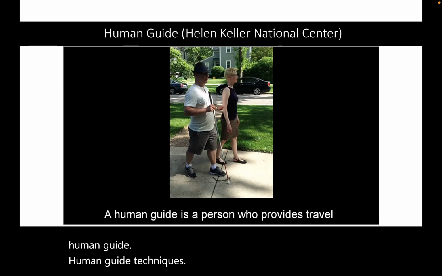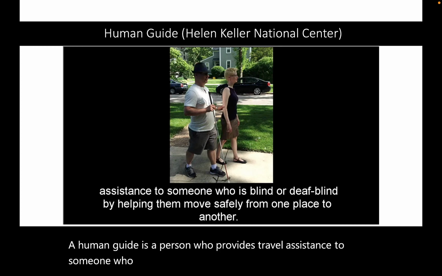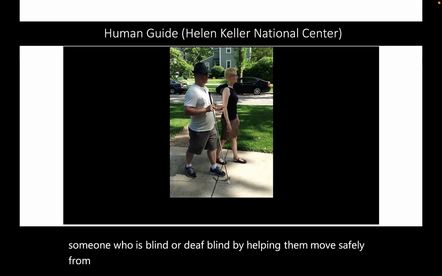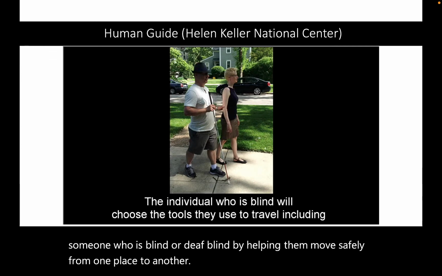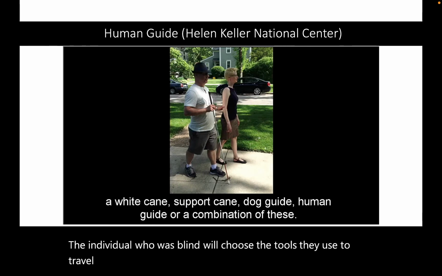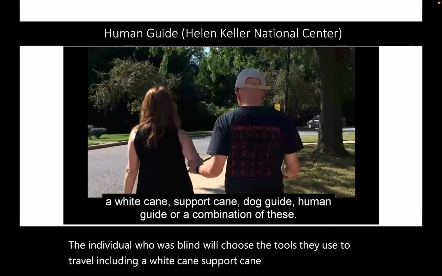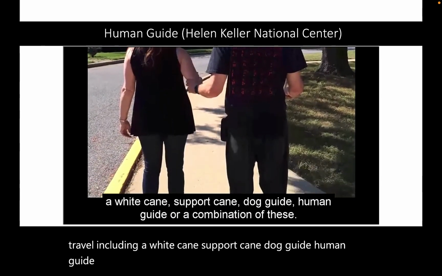A human guide is a person who provides travel assistance to someone who is blind or deafblind by helping them move safely from one place to another. The individual who is blind will choose the tools they use to travel, including a white cane, support cane, dog guide, human guide, or a combination of these.